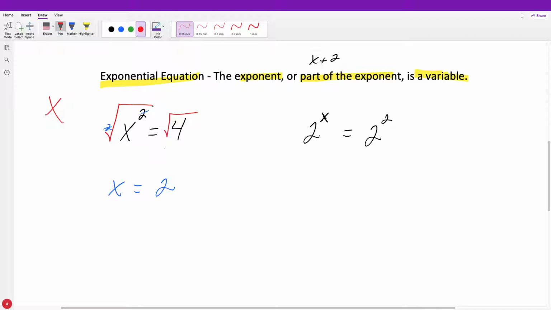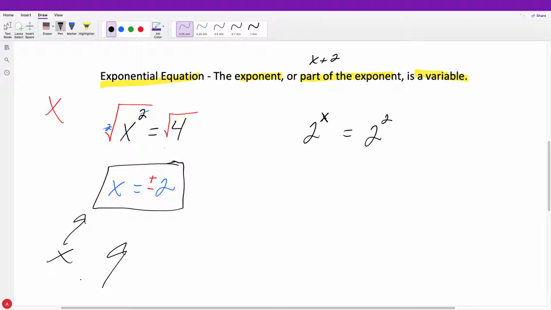Something we're actually going to learn in the near future is that this generates two answers, a plus or a minus 2. Don't worry about that right now. So this one is not an exponential equation because our power is not a variable. We could just take the square root of each side, or if it was x cubed, we could take the cube root of each side. So when we're dealing with something that has just a power, as long as that power is not a variable, it is not an exponential equation, and we can just solve by taking a root to match our power.